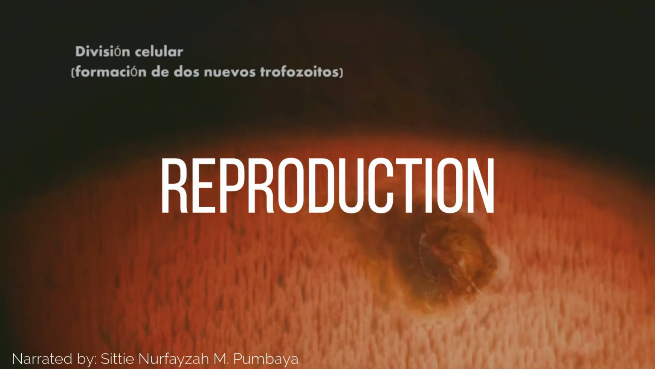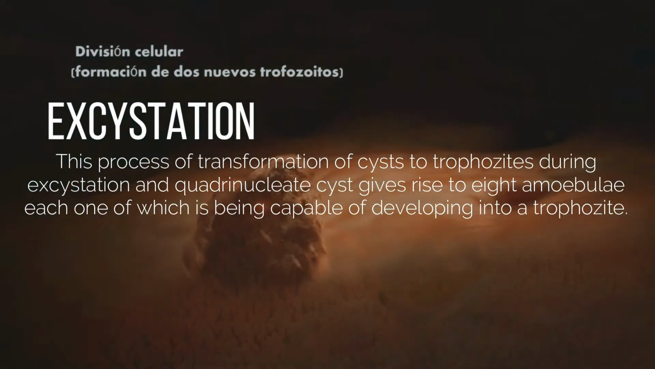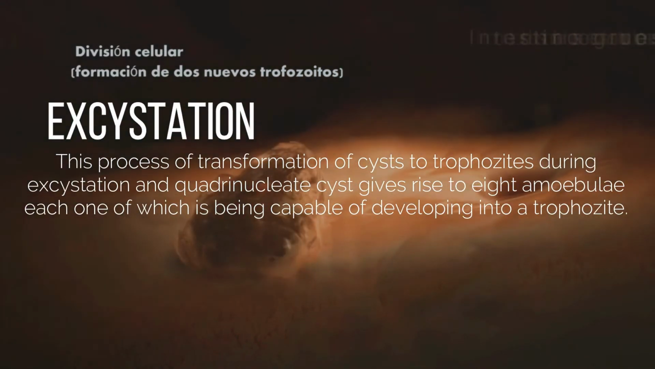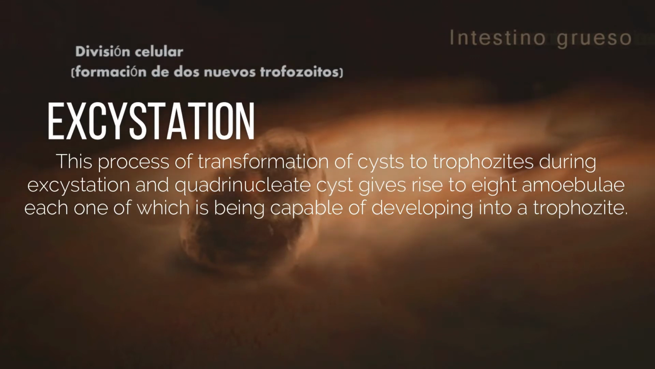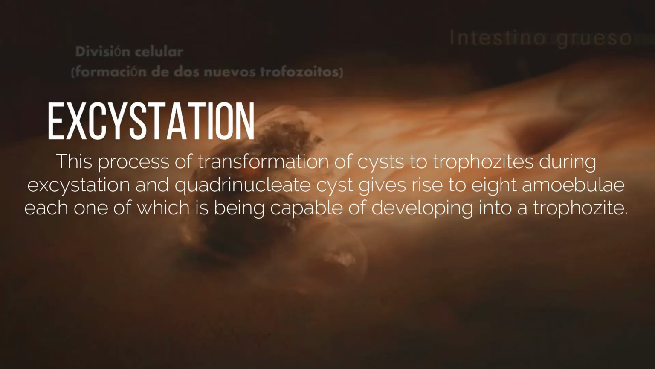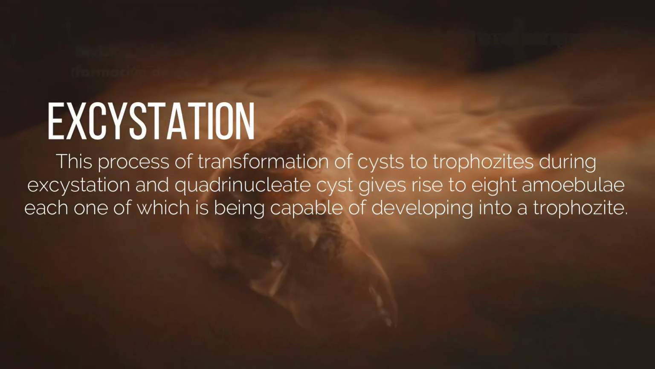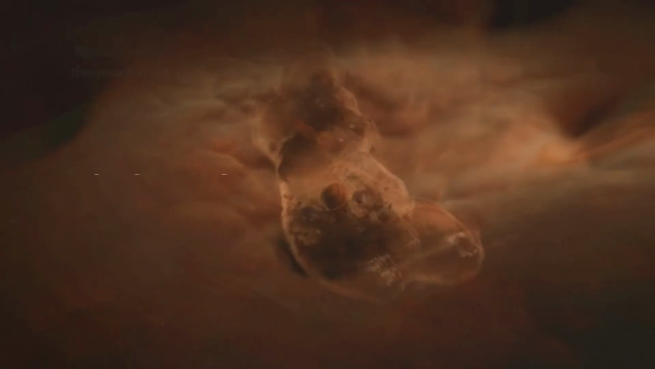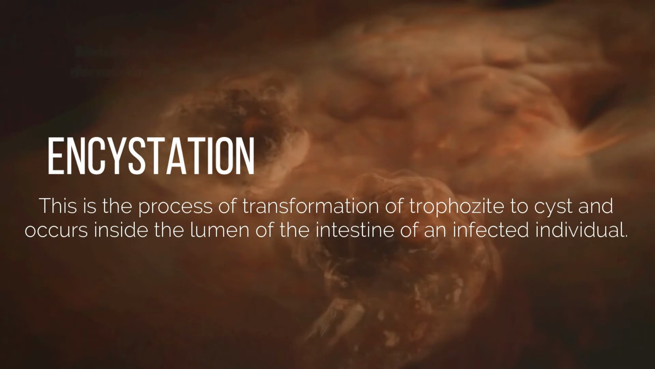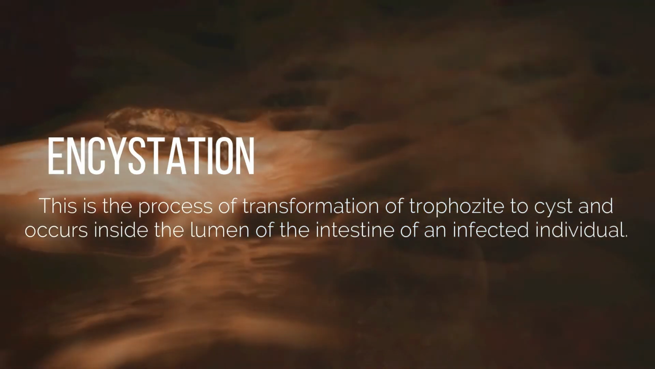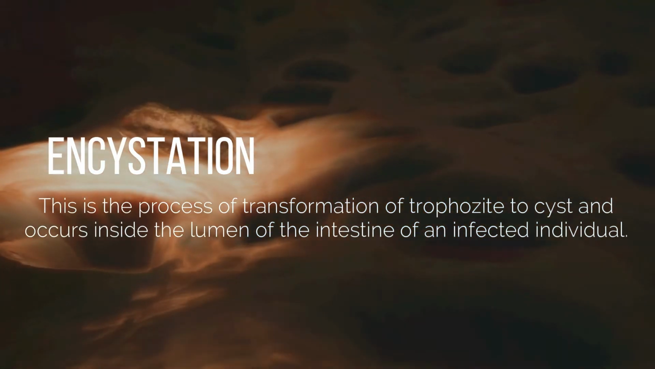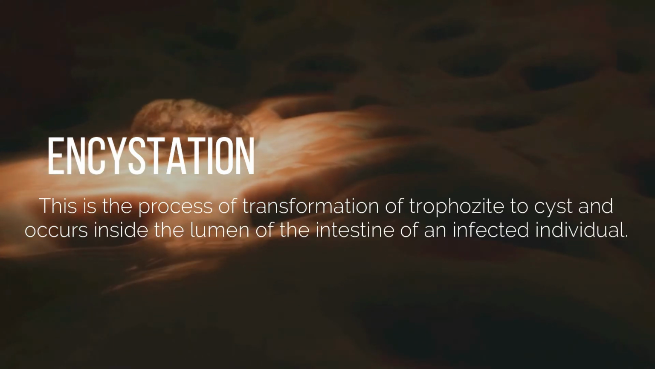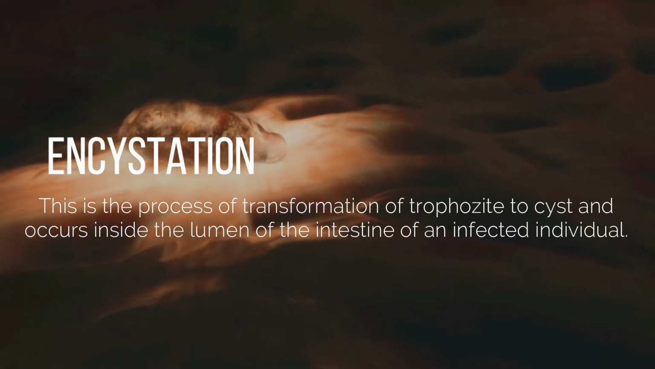Reproduction occurs in 3 stages. The first stage is excystation. This is the process of transformation of cysts to trophozoites. During excystation, the quadrinucleate cyst gives rise to 8 amoebulae, each one of which is capable of developing into a trophozoite. The second stage is encystation. This is the process of transformation of trophozoite to cyst, and it occurs inside the lumen of the intestine of an infected individual.